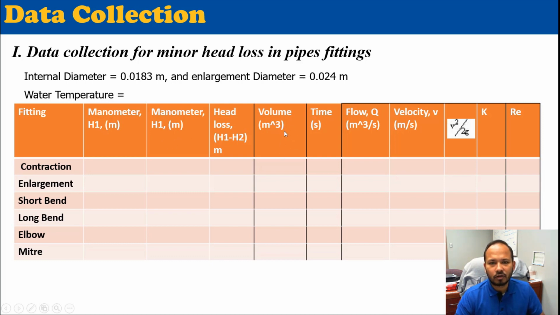You have to collect the volume of water over a certain period of time. That will give you the flow rate, and from the flow rate with the cross-sectional area you can find the velocity, and you can find the kinetic head, and from the theoretical equation that we just discussed you can find your coefficient of head loss for each of those fittings. There will be different K, and then you can also find the Reynolds number, whether the flow was laminar or turbulent throughout the system or different, and whether there is a change in Reynolds number on those fittings.